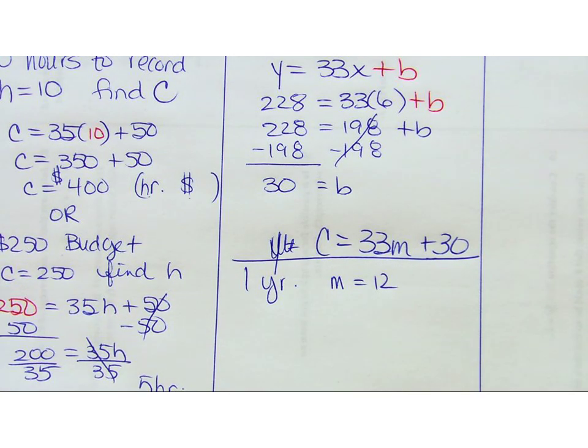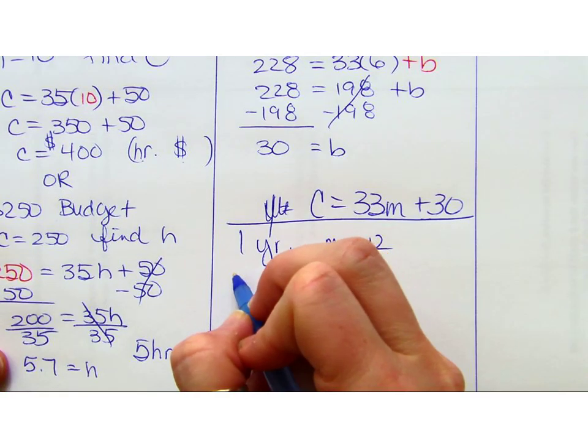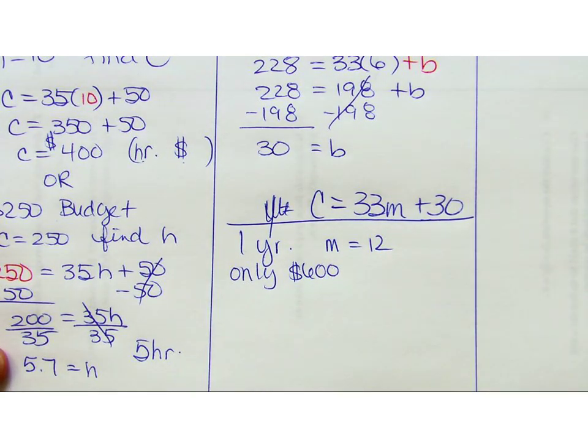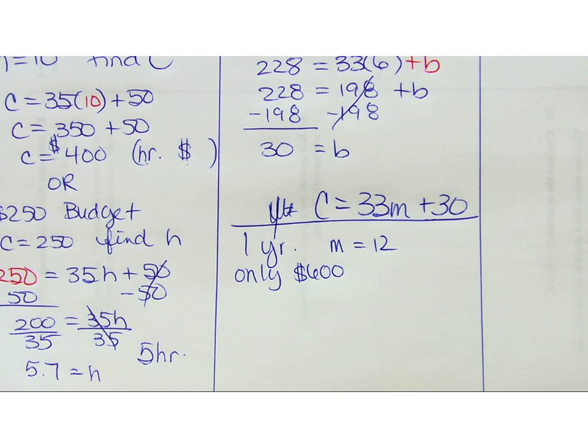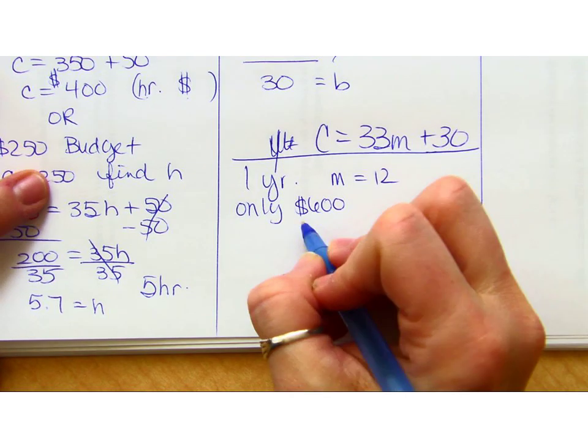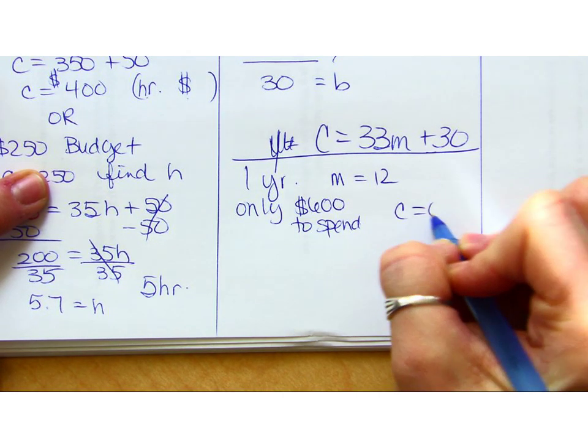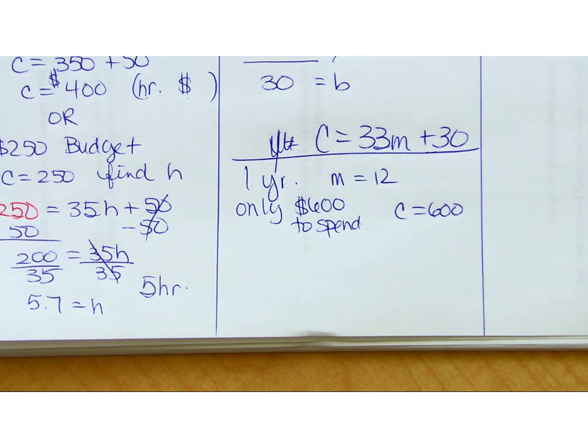What if I say I only have a $600 budget? I'll stop going to the gym when my money runs out. How many months can I go for? Where do I put 600? Yeah, if I only have $600 to spend, then my C is 600. Are you on board with me?